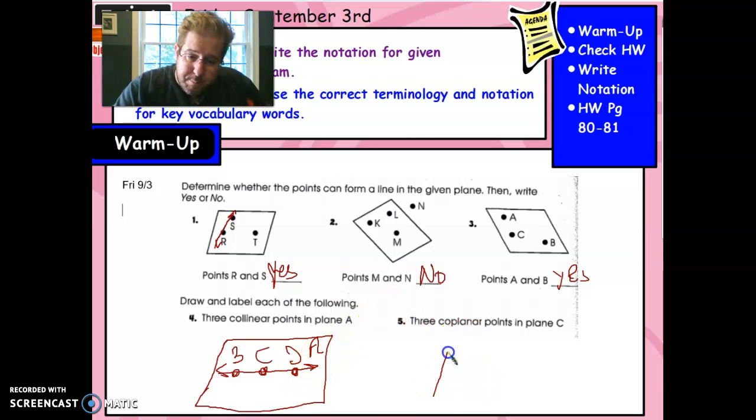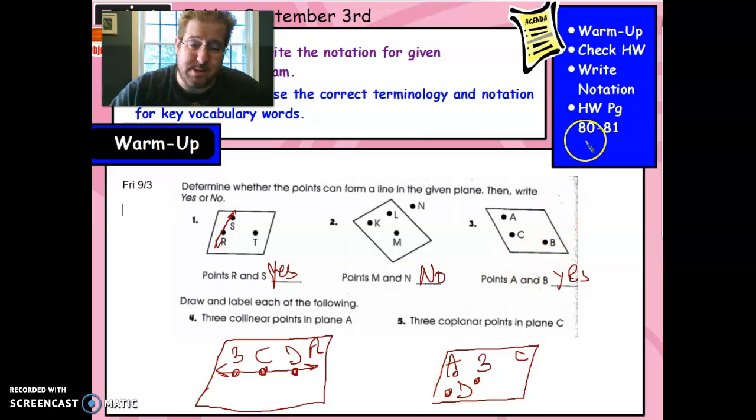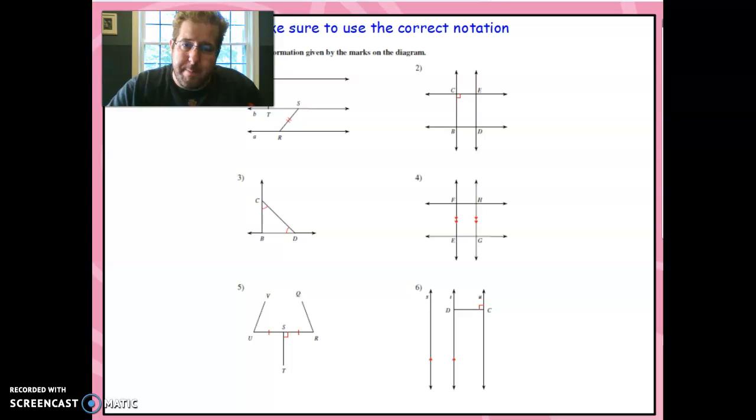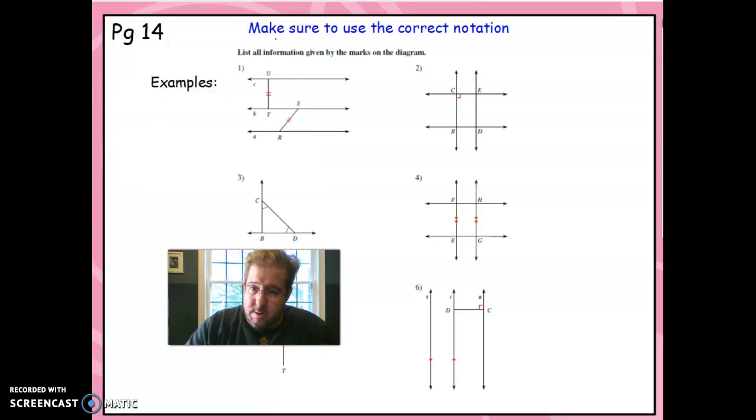3 coplanar points in plane C. All right, so once again, here's my plane C, and I'm going to go with A and B and D. And it really doesn't matter where you put the points as long as you're putting the points inside the plane that you drew. All right, so once again, let me move my picture here down.